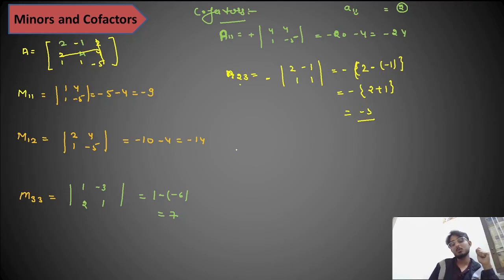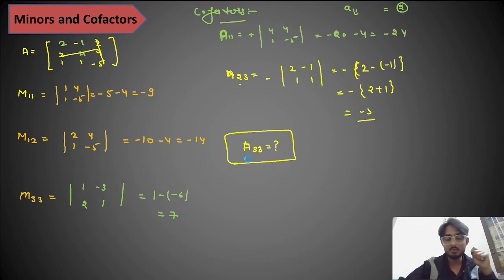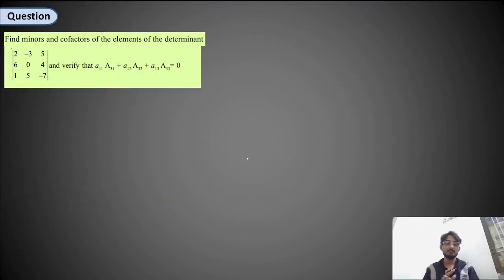Okay. Now there is a question for you. You have to find A33. Let's move on. Here is an example. Find the minors and cofactors of the elements of the determinant and verify that A11 into A31 plus A12 into A32 plus A13 into A33 equals 0. You have to find the minors and cofactors of this given determinant. So how can you find the solution?